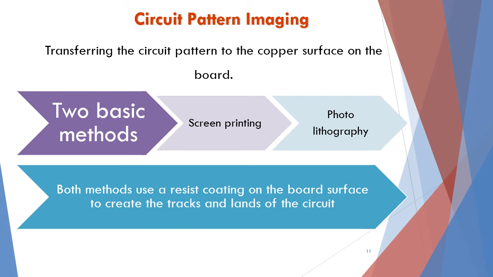Photolithography we already saw, and screen printing we also already covered in the IC fabrication. Okay, so you can go back and revise that process. Both methods use resist coating on the board surface, to create the tracks and lines of the circuit.